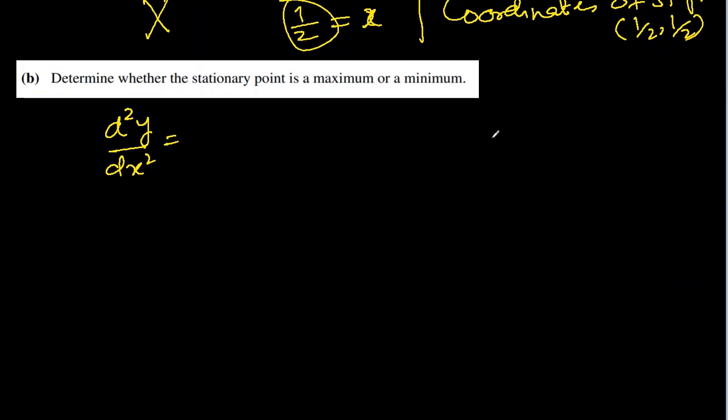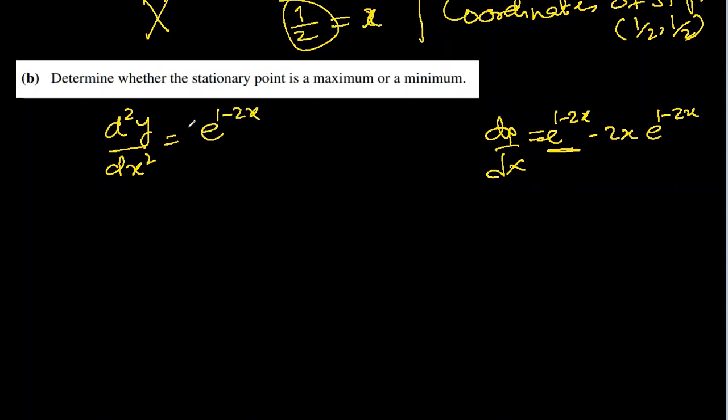Let's write that equation here. So dy over dx is e to the power 1 minus 2x, minus 2x e to the power 1 minus 2x. Alright, so the differentiation of this was done already. e to the power 1 minus 2x itself multiplied by minus 2. Okay. Now again we will use what, second derivative here.